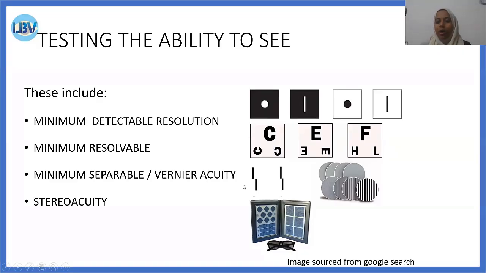Then comes the minimum separable. How well can you perceive the separation between two objects? One example is vernier acuity, and you can see the example here. There are two vertical lines. The separation of these lines is more than in these ones. That comes under minimum separable. This also helps you understand the ability of the patient to see. And then stereo acuity tells you about depth perception. In this presentation, we will be focusing on minimum resolvable.